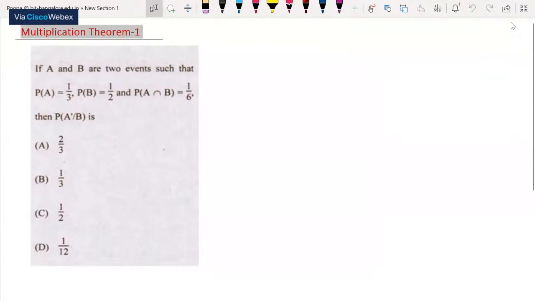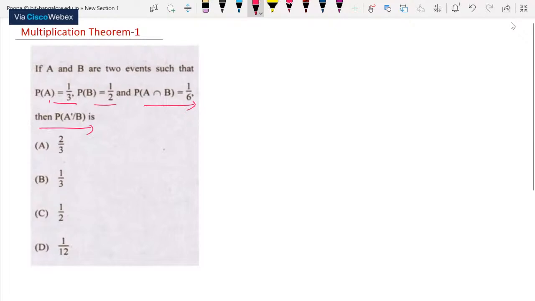A and B are independent, corresponding complements are also independent. If A and B are two events, I think it's clear for this part. How to find the conditional probability value using the multiplication theorem. If A and B are two events such that probability of A is equal to 1 by 3, probability of B is equal to 1 by 2, and probability of A intersection B is equal to 1 by 6, then they are asking probability of A prime slash B.